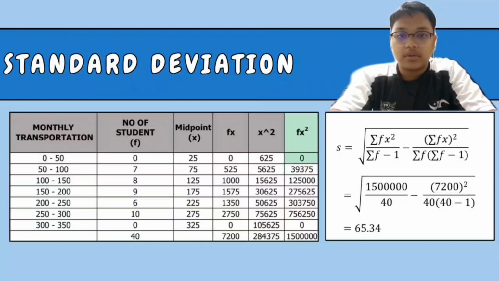For the total fx square, we have 1,500,000, and the total fx we have 7,200. Total student is same. We have 40 students. Now just put this number into the formula, and we will get 65.34 ringgit. The standard deviation is 65 ringgit and 34 cents, indicating significant variation in spending.